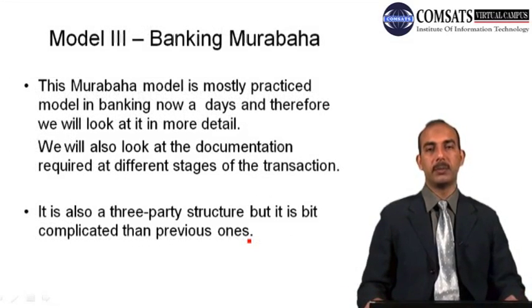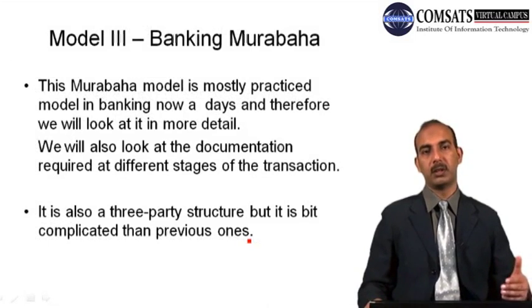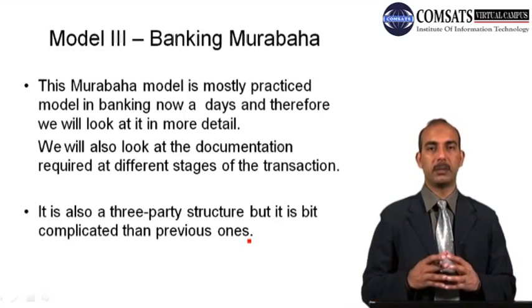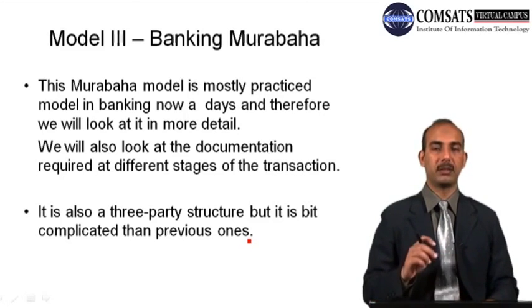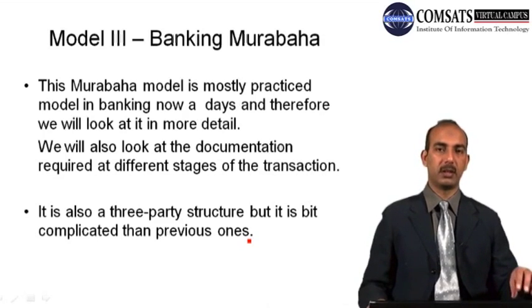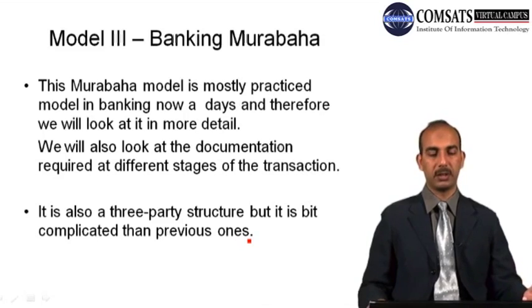And the third model, which is a bit complicated, the first 2 models were quite simple, but this model is a little bit more complicated, and it involves those 3 parties, the bank, the client and the vendor, but the arrangements are different in this case, and this is the mostly practiced model in conventional banking practices. So now we will look into detail, and the documentation required at different stages of the contract of this transaction. So we have a look at all the stages and the documentation involved in that particular stage.